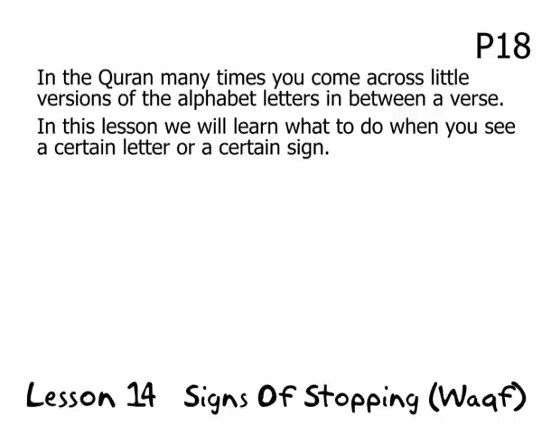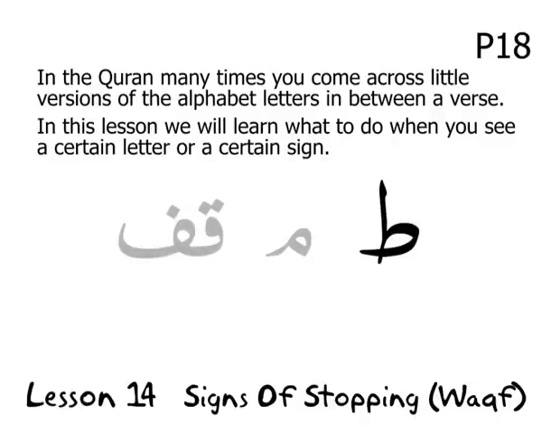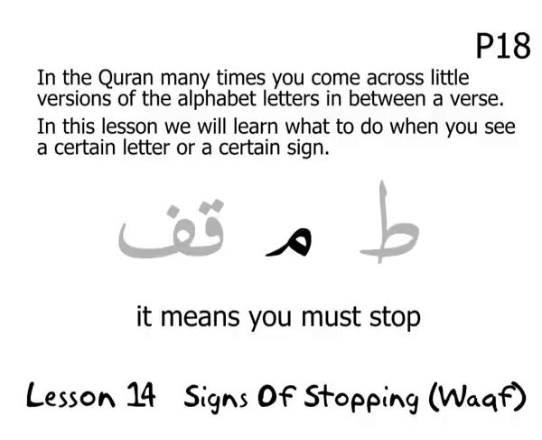Let's look at the first group. The first thing you see is a ta, and then a meem, then a qaf, fa, qif. In Arabic that means stop. And then the last one is just a circle. Each one of these, if you see in between a verse a ta, you have to stop. A meem, you have to stop. Qif, you have to stop.